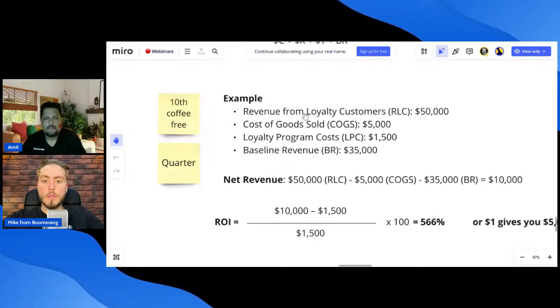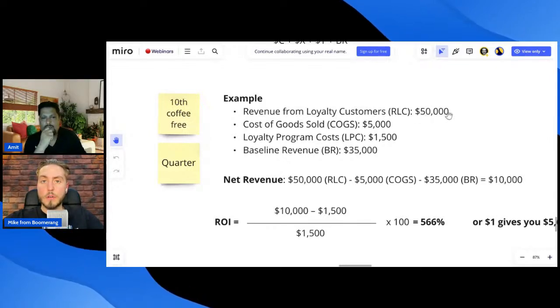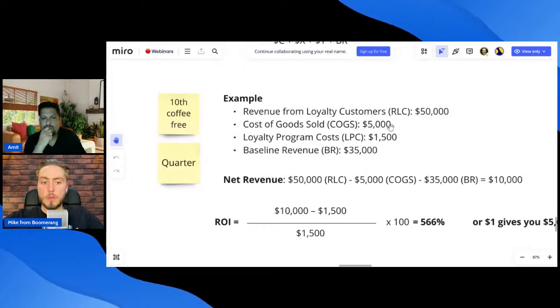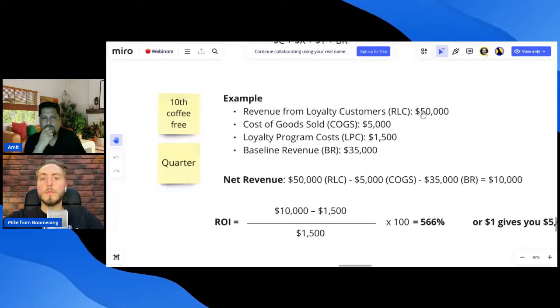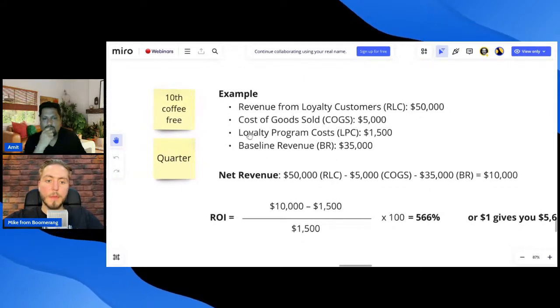We plan to generate an additional $50,000 from loyal customers during the quarter, where the cost of goods sold will take $5,000. Every 10th coffee, which means 10%, we will reinvest in customer retention. It means 10% of 50,000 is 5,000. Here is the simple mathematics.